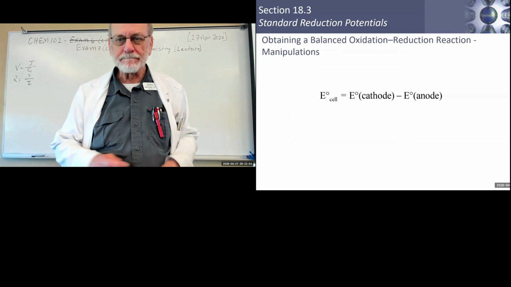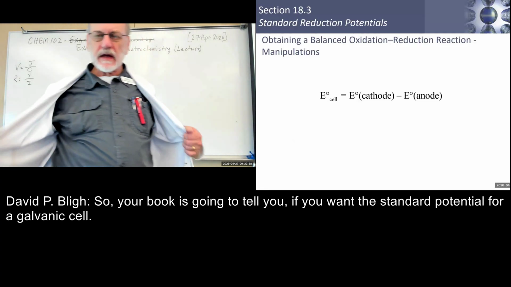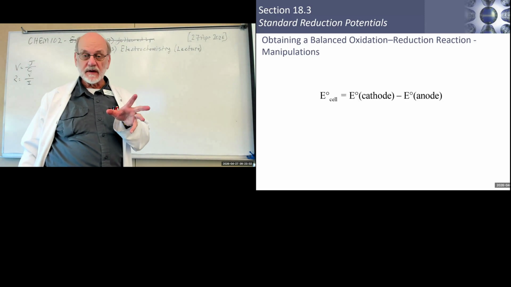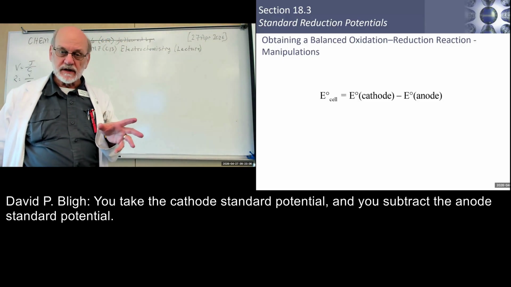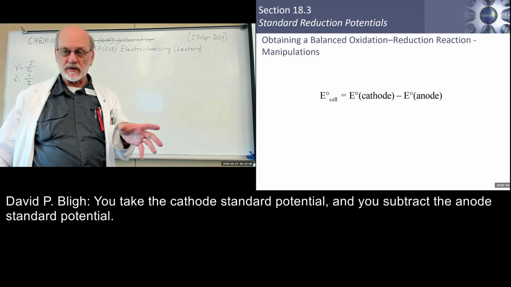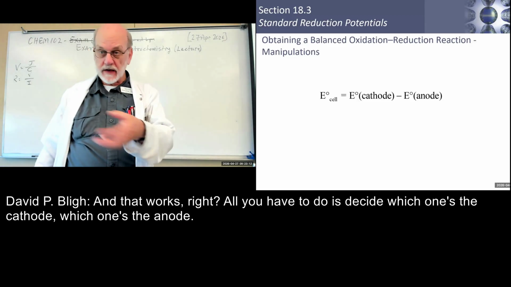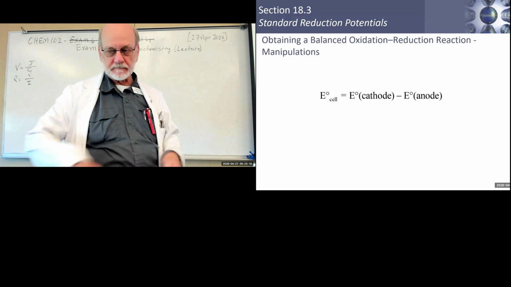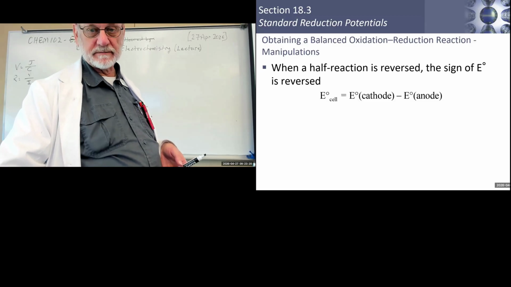All right. So your book is going to tell you if you want the standard potential for a galvanic cell, you take the cathode standard potential and you subtract the anode standard potential. And that works, right? All you have to do is decide which one's the cathode, which one's the anode, and do the calculation.